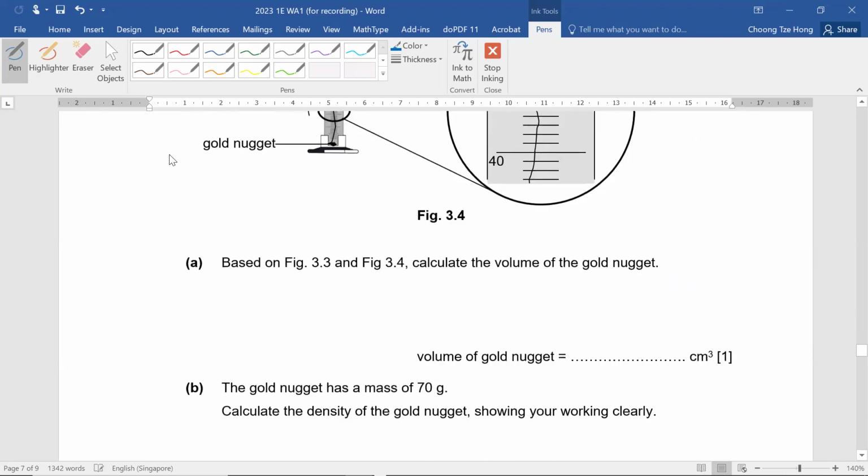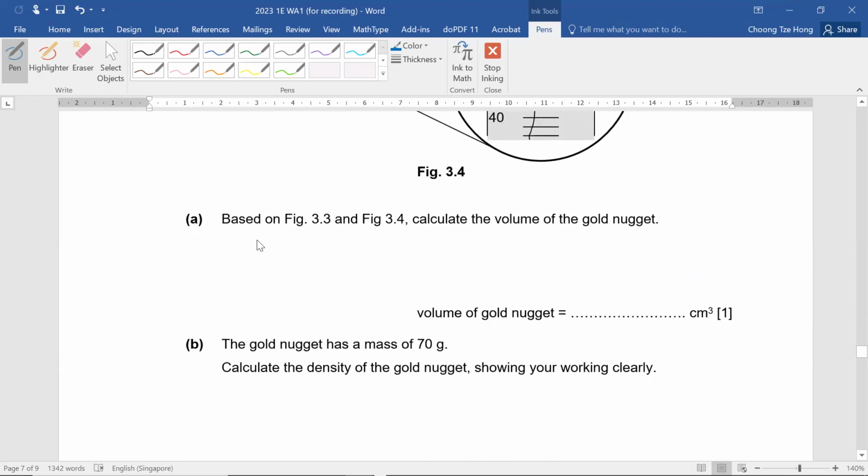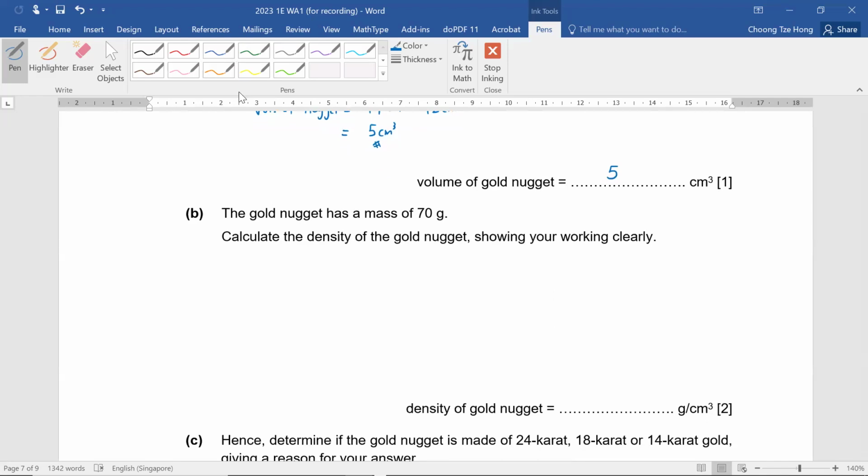Over here we can just do a simple calculation. Volume of nugget equals 47 cm cube minus 42 cm cube. This is the final volume, this is the initial volume. So you're going to get 5 cm cube over here. This will be the answer, 5 cm cube. The gold nugget has a mass of 70 grams. Calculate the density of the gold nugget, showing your working clearly. So you need to know the formula for density.